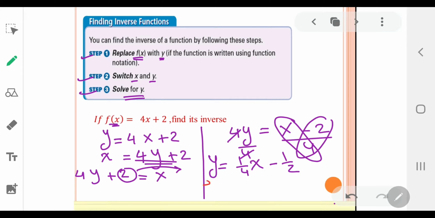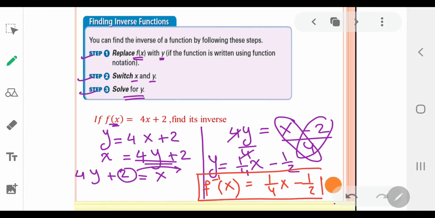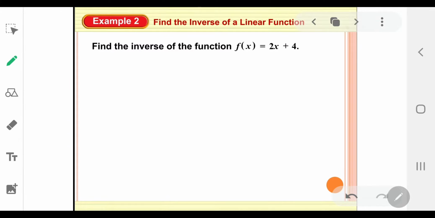As for the last step, you can rewrite using the inverse notation. Inverse of x is 1 over 4x minus half. And this is the answer. Let's now proceed from the textbook. You can still follow the second example, page 381.